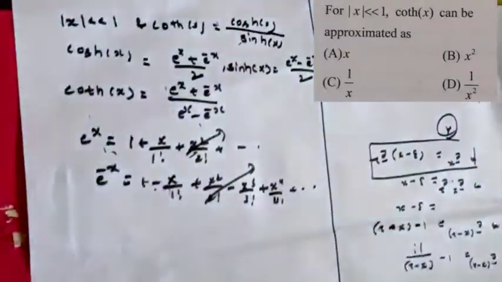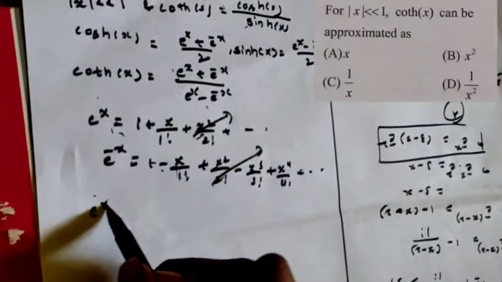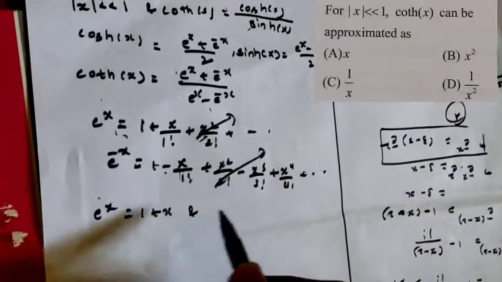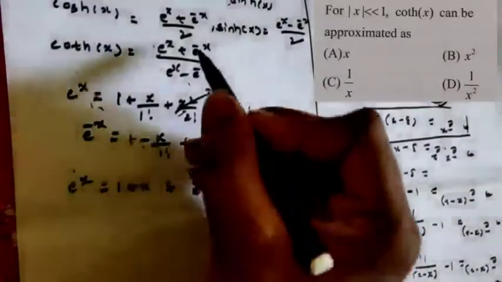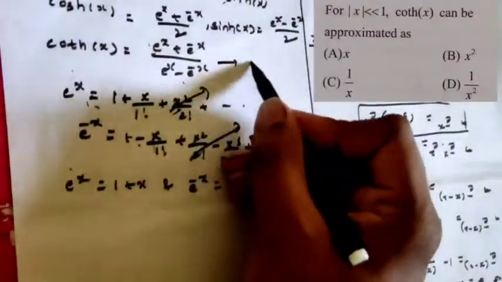Okay, these terms are 0. Then e power of x is equal to 1 plus x and e power of minus x is equal to 1 minus x, we get. Then substitute these values in the given equation.